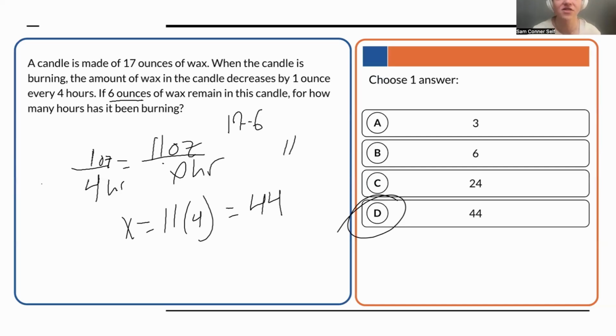Or did you get 11? They say that 6 ounces of wax remained. If you know there are 6 ounces left, we know that 11 ounces of the wax burned because it's 17 minus 6. So over however many hours it's been burning, it lost 11. We need to use the 11 instead of the 6 because this is the rate of how many ounces burned, not how many ounces are left over after those 4 hours.